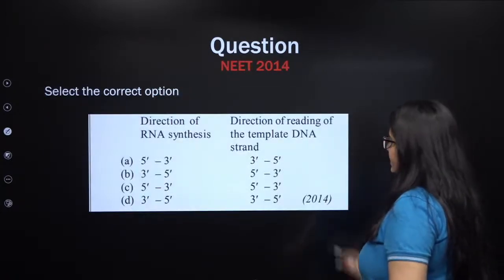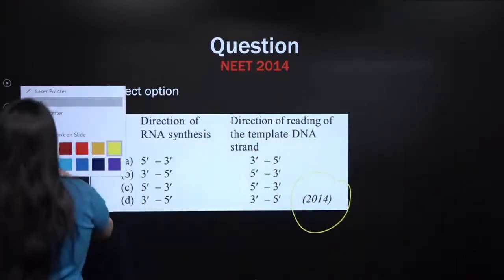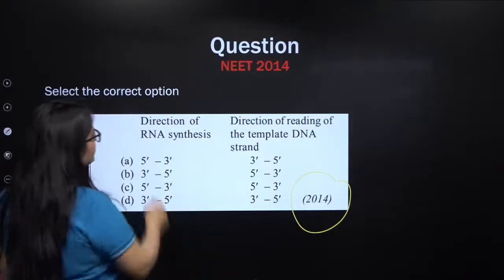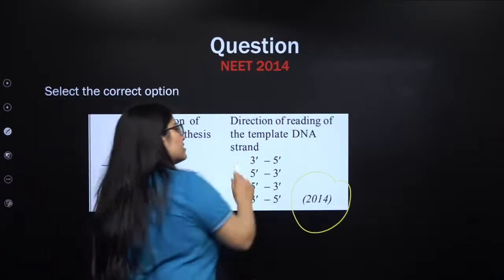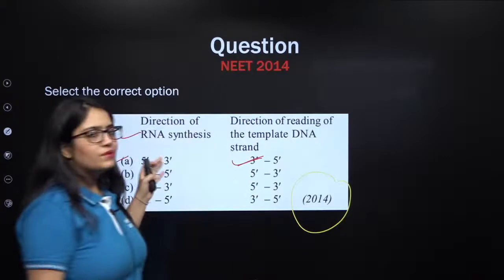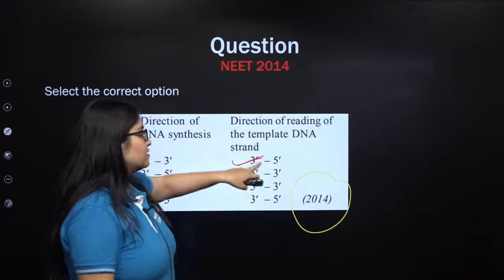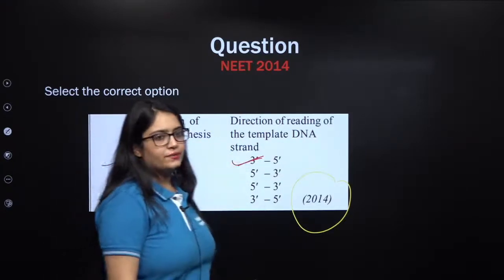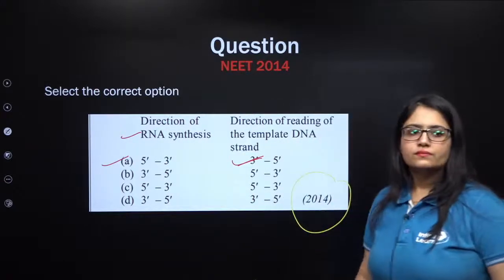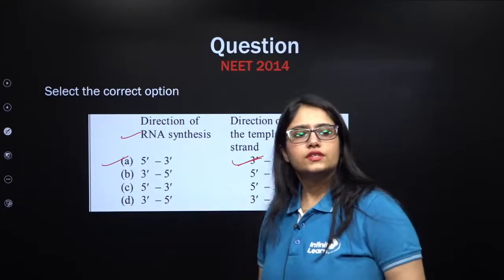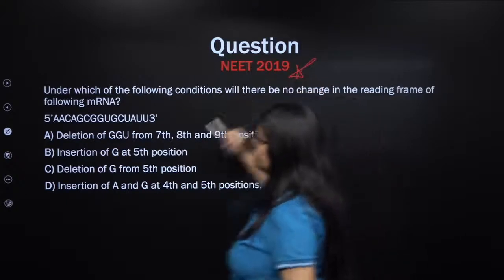Okay, this question was asked again in 2014 and the answer is pretty simple. I have already discussed the template strand. The direction of RNA synthesis is 5' to 3', and the direction of reading of the template strand is 3' to 5'. Because RNA polymerase can polymerize only in the direction 5' to 3', hence the strand having 3' to 5' becomes the template. Yes, that's absolutely correct, Nikhil. Ruxana, Savita. Next question. This was asked in 2019.